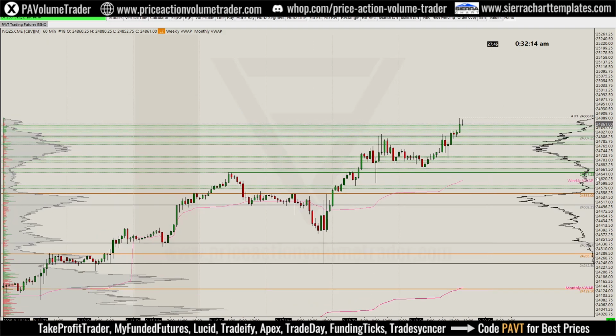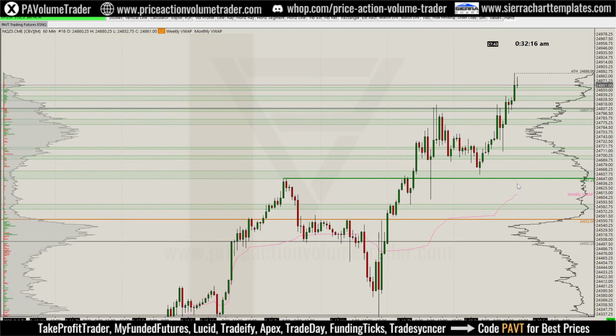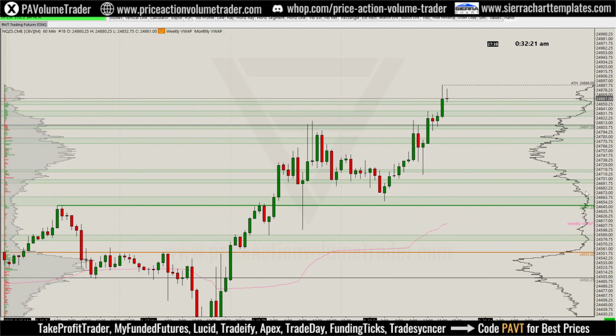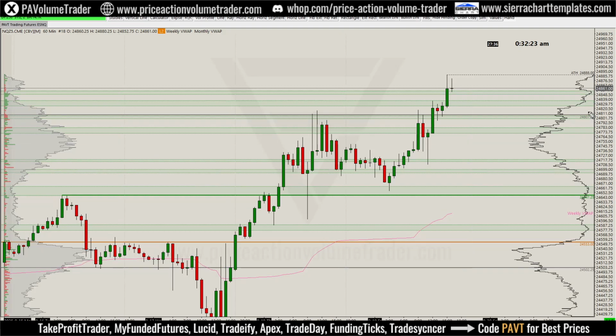So zooming in, we're mainly using this distribution now. Hourly levels 24,807. You can see high of Thursday, resistance Friday, breakout, support Friday. So first immediate target down 24,807.